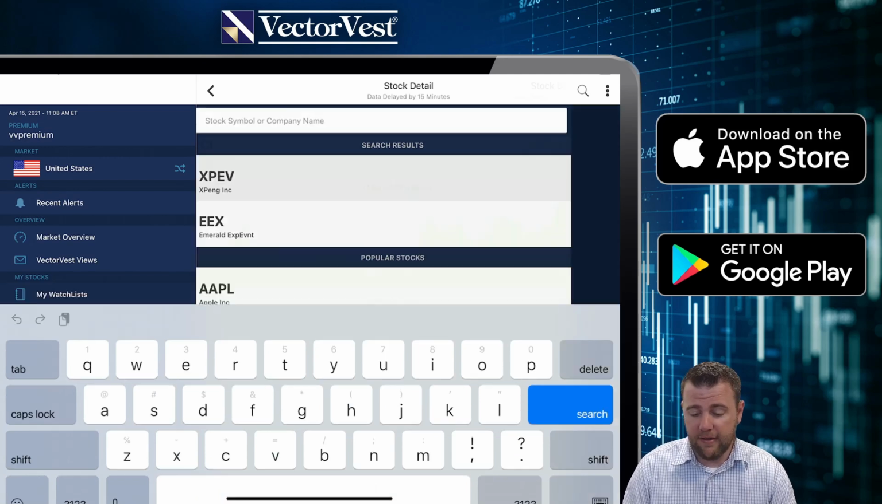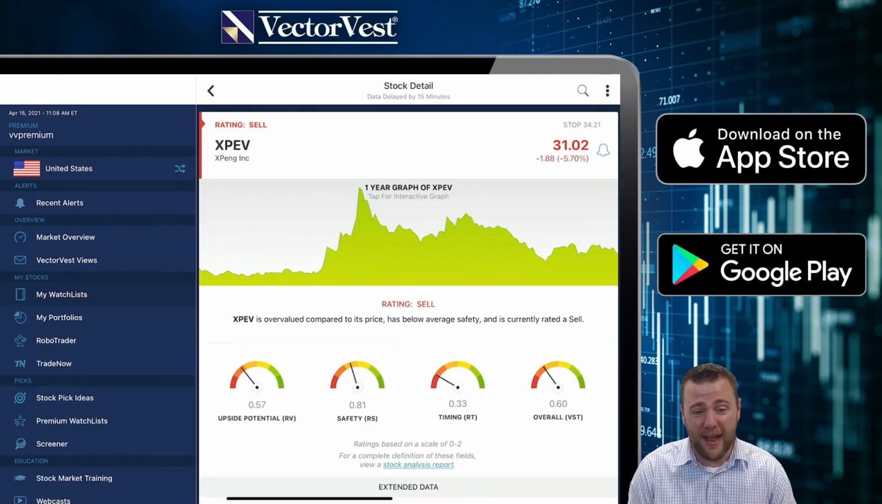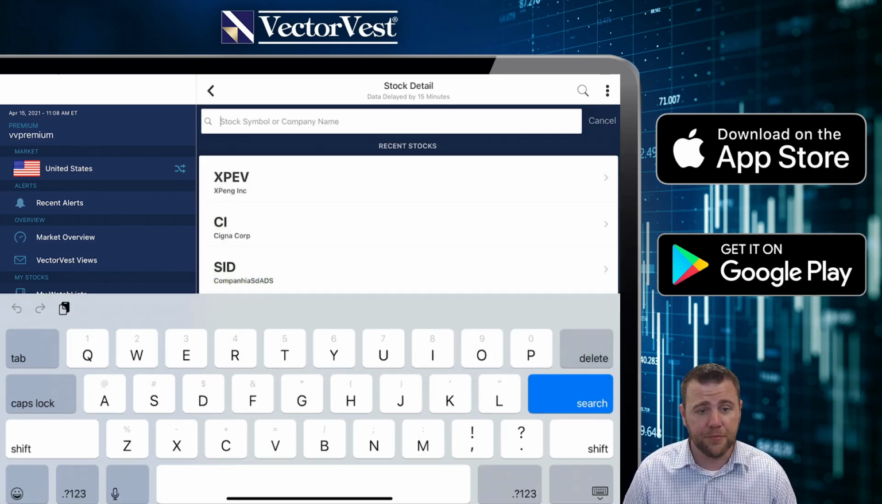XPEV. And see, folks, I could do this all day and super fast on how easy this is to be able to analyze these stocks. So XPEV, poor long-term potential, a lot of risk, and a steady decline, definitely not favorable right now.